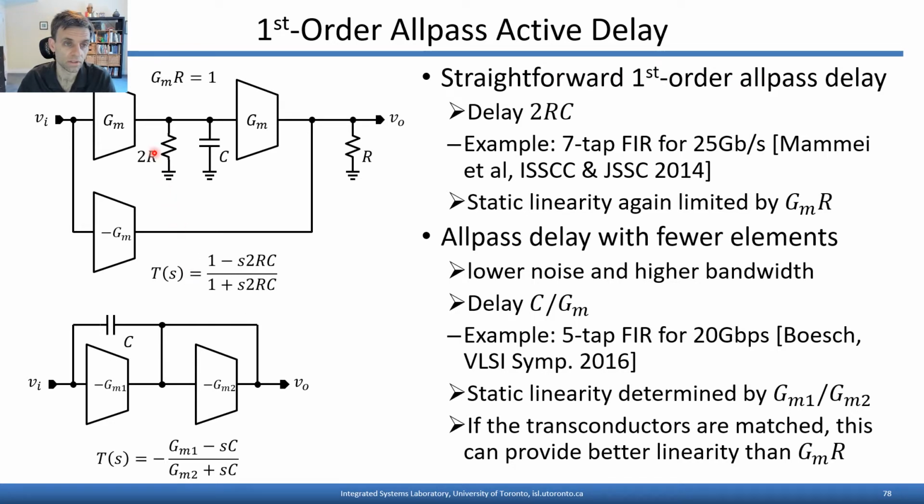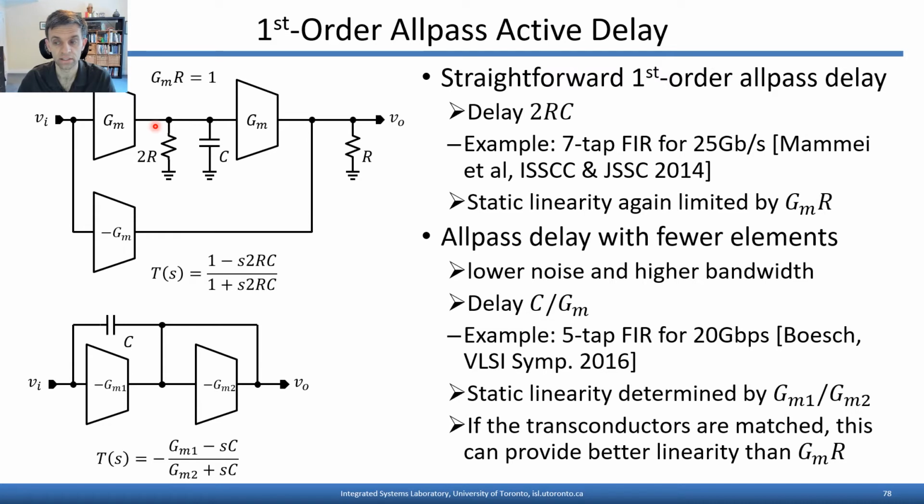The assumption here is that the circuit is designed so that the product GM times R is equal to 1, and then in that case you've got a DC gain of 1 through this circuit and a right half plane zero providing an extra 90 degrees of phase shift. A circuit just like this was used in a 7-tap FIR filter in this paper presented at ISSCC and JSSC in 2014. In a circuit like this, you've again got an active transconductor driving a passive resistive load.